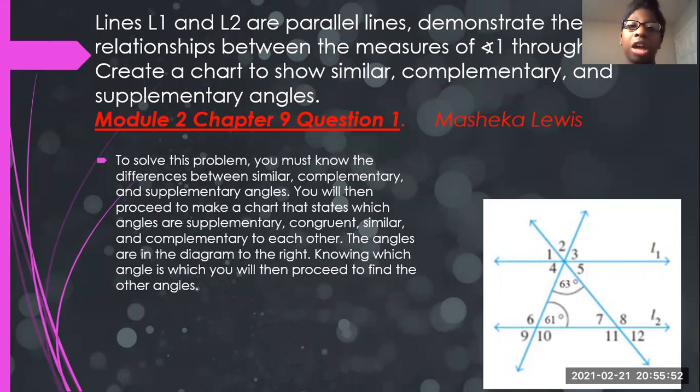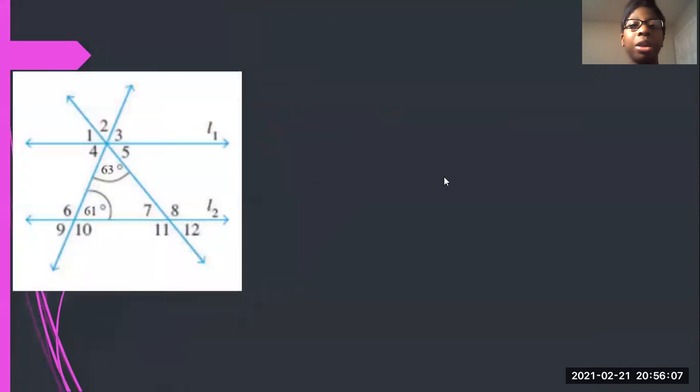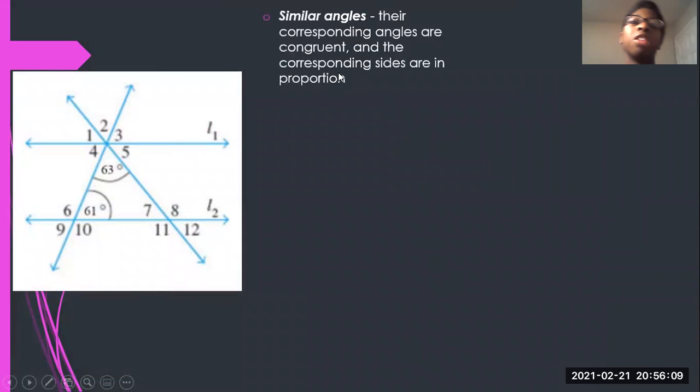To find the different angles, we have to know the difference between our terms, which are complementary, supplementary, and congruent angles, also similar angles. So to do this, we'll have to make a chart to see what angles are complementary, supplementary, and congruent. So we also need to know the definitions.